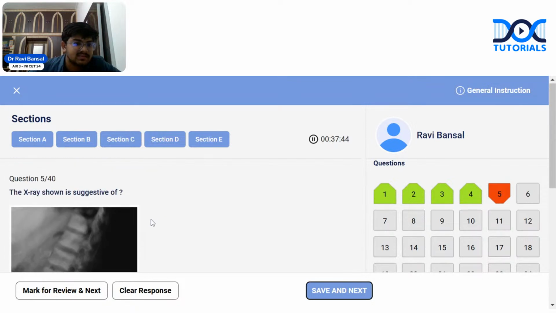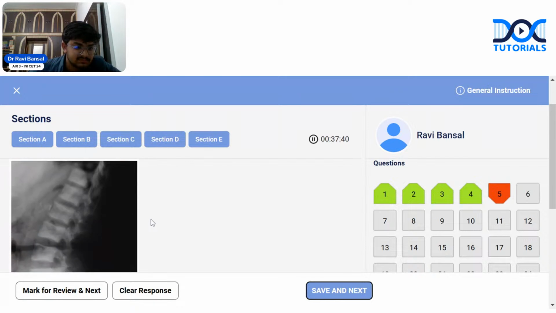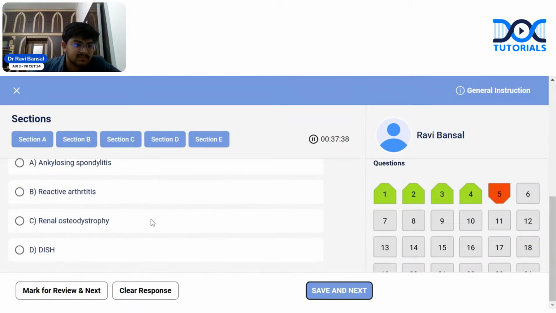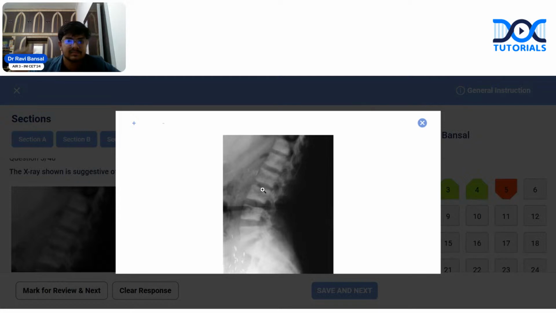X-ray is suggestive of. I'm not very good at reading X-rays, but we can match the X-ray with the options they have given.